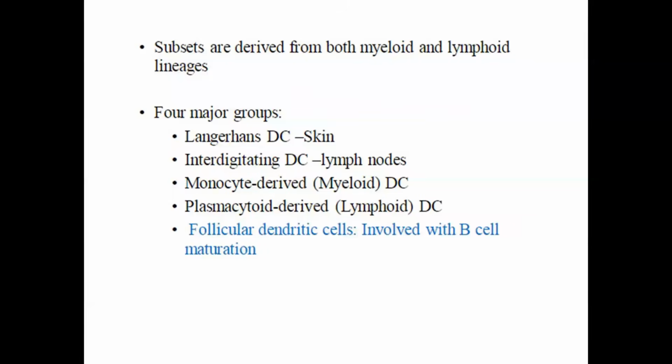And you remember, I told you that different names are given to macrophages based on the tissue they enter. Same way, based on the different tissues, we call them different dendritic cells. The dendritic cells present in the skin are Langerhans cells. Those present in the lymph nodes are interdigitating. Then the monocyte derived dendritic cells. Those of lymphoid origin are plasmacytoid derived.